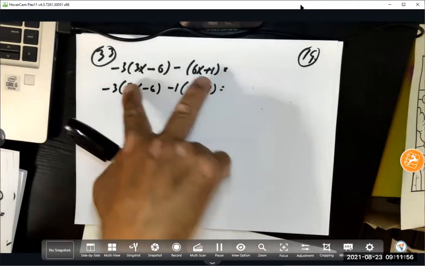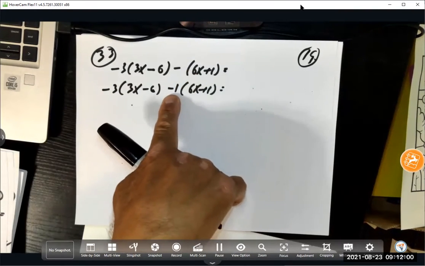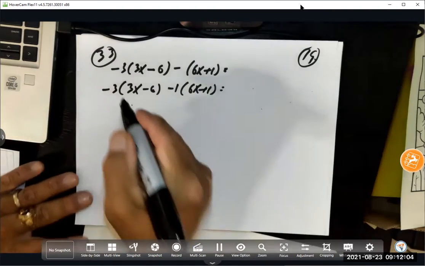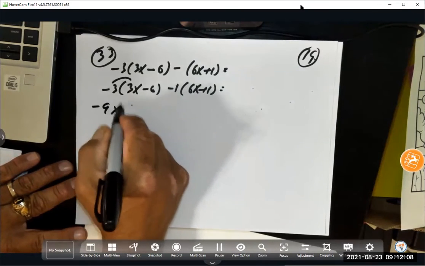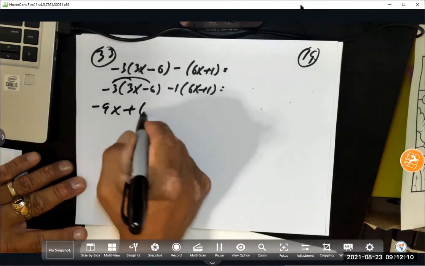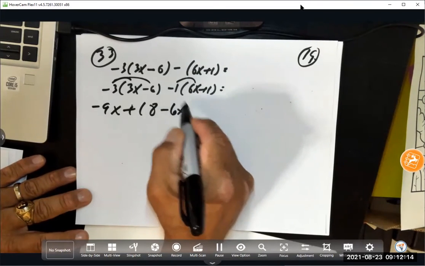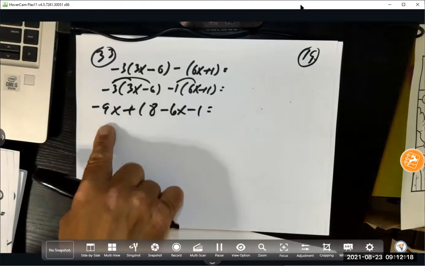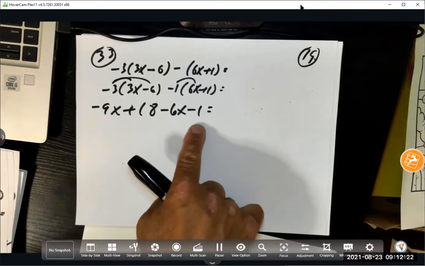All right, so I'm going to have this one here, but I put a 1 right there just to make it easier. Okay, so now the next question. This right here is going to be negative 9x. This right here is going to be plus 18. This right here is going to be negative 6x. And this is going to be negative 1. So make sure I got all my numbers on: negative 9x, 18, minus 6x, minus 1.